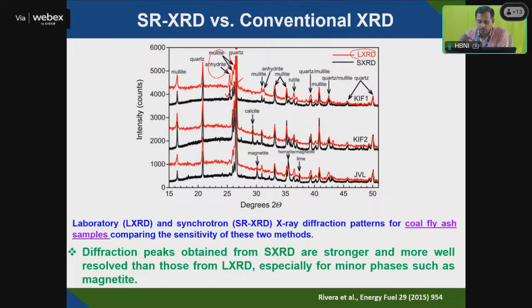This is a coal-ash sample. In the coal-ash sample, there are different multi-phases. So those very, very small phases you barely obtain in laboratory XRD. So the presence of trace elements you can detect. For example, in some medicine there are particular impurities, a very trace-level impurity in a particular paracetamol, for example. There you can easily identify it by using this synchrotron XRD at low concentration. So diffraction peaks obtained from synchrotron XRD are stronger and well resolved.